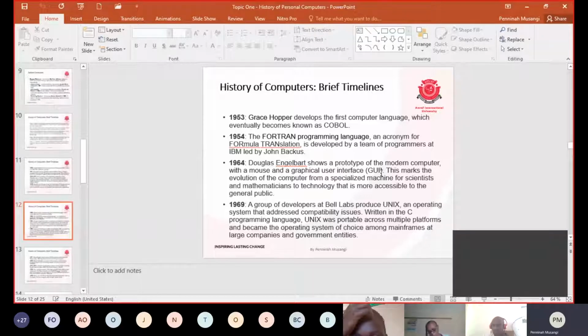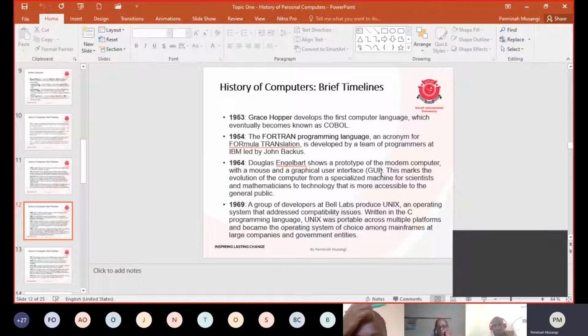1964, Douglas showed a prototype of a modern computer. A prototype is a model of how a modern computer would look like if it had a mouse and a graphical user interface. So Douglas came up with a model of how a computer would look like if it had a mouse and a user interface which had icons, menus and all that.